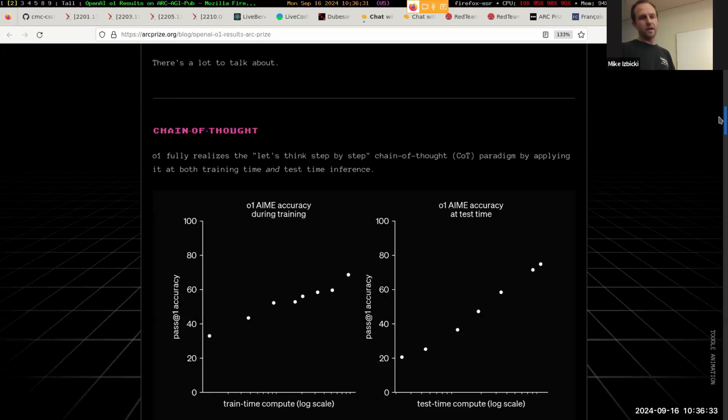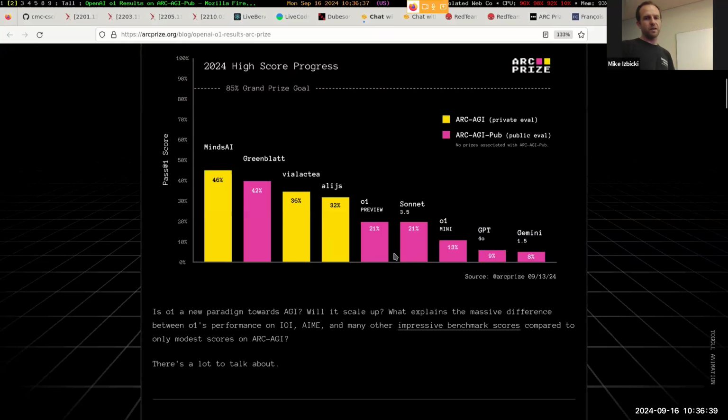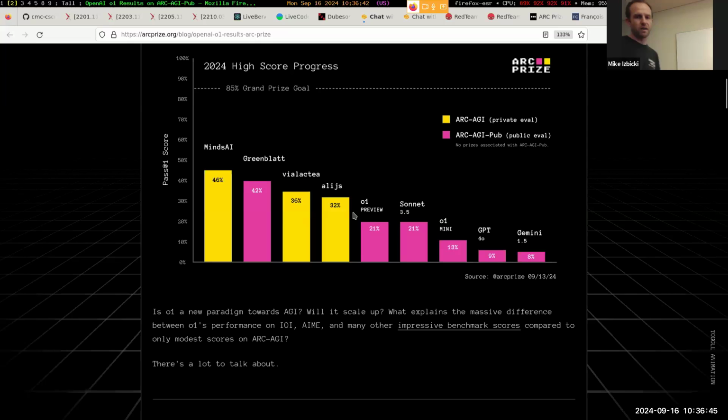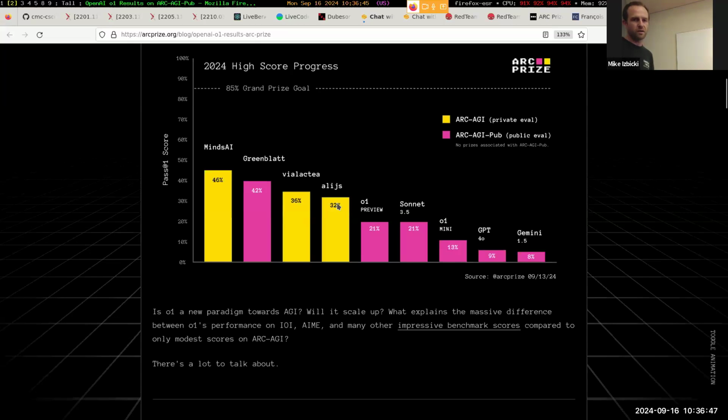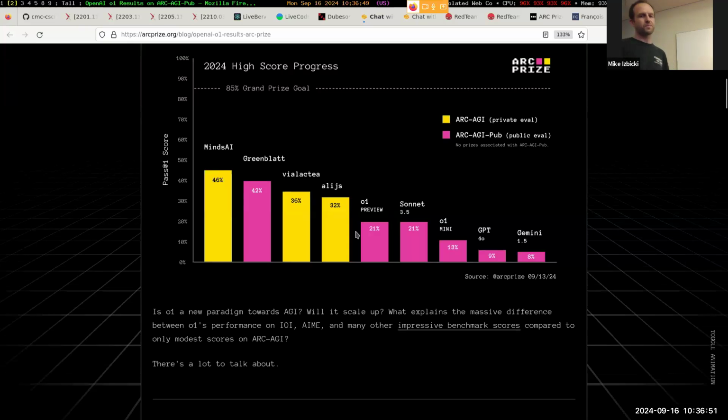Yeah, so the o1-preview, this is their new thing that they released to be available to everybody. And then there are 4 teams that are significantly better than o1-preview at what they're doing over here, in terms of their ability to solve the problems.